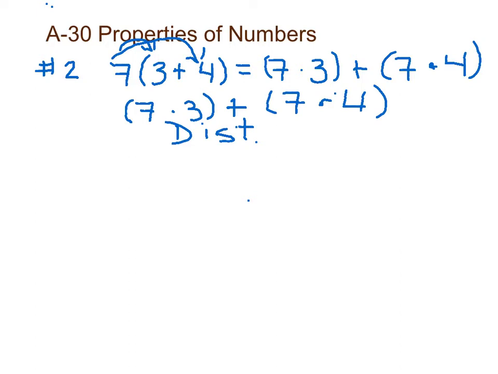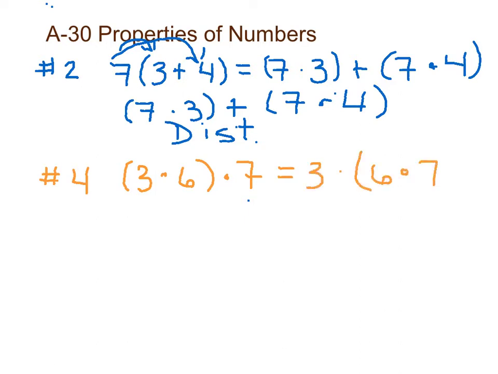Now I'm going to do number 4 for you. So let's take a look at number 4, and let's look at the difference between those two. Number 4 says that we have the quantity 3 times 6 times 7 is equal to 3 times the quantity 6 times 7. So in this case, I didn't distribute anything.